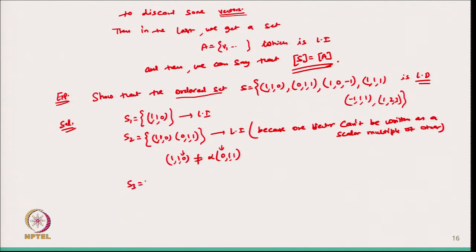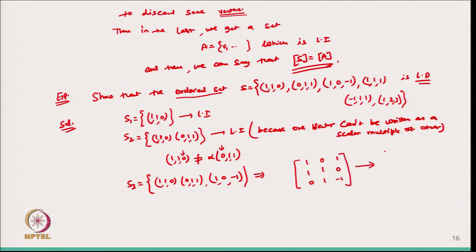Then I take S3. So S3 I will take (1, 1, 0), (0, 1, 1) and then (1, 0, minus 1). Now from here, if you see, I just calculate this value. So I will get a matrix that is (1, 1, 0), (0, 1, 1) and (1, 0, minus 1), and we can reduce this matrix into the echelon form.